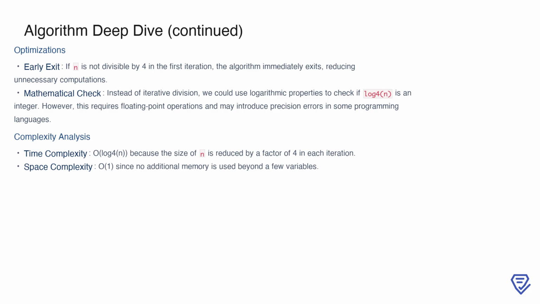Finally, in terms of complexity, the iterative division approach achieves a time complexity of O(log base 4 of n), as the number's size is reduced by a factor of 4 at each step. The space complexity remains O(1), as no extra memory is allocated beyond a few variables. This makes the algorithm both fast and memory efficient for a wide range of inputs.